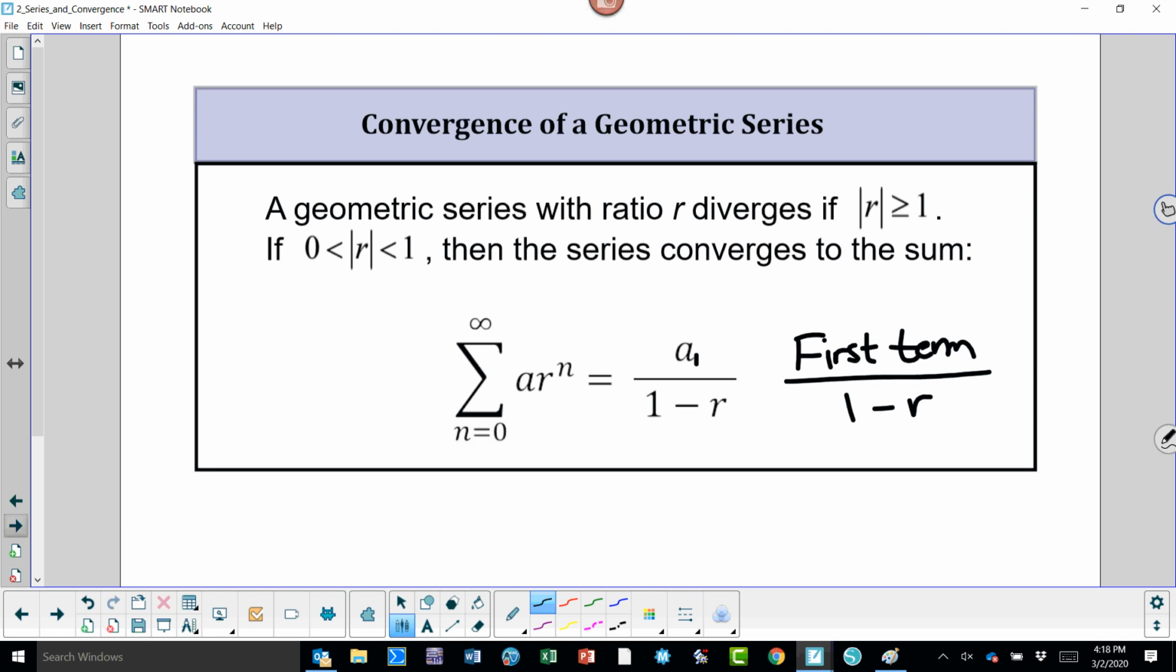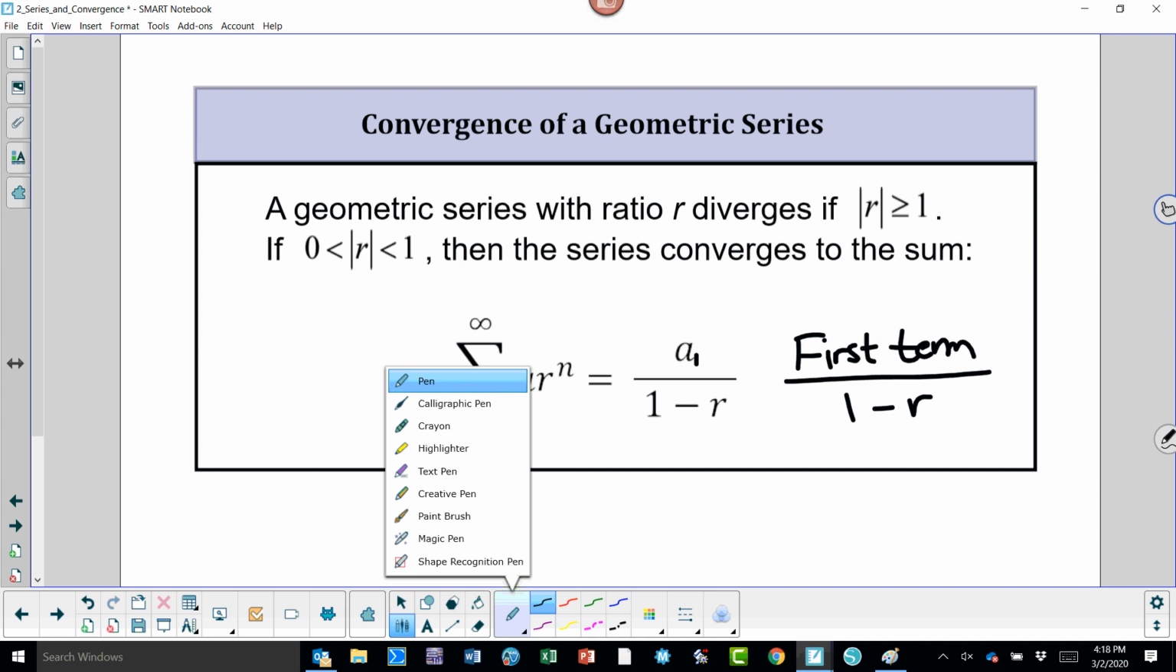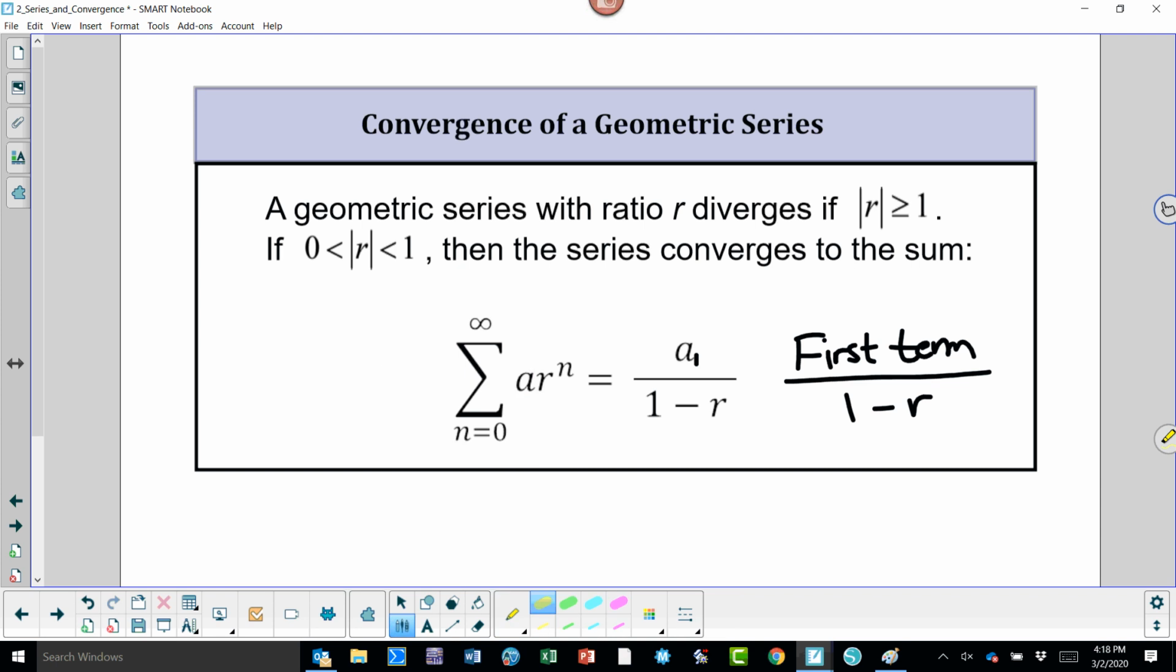So if it's geometric, we determine what r is. And r, again, is the ratio that you're multiplying by. Well, if you have ratio r, it will diverge if the absolute value of r is greater than or equal to 1. And if the absolute value of r is between 0 and 1, then it will converge. And not only will it converge, it will specifically converge to this sum. So this sum is very important.